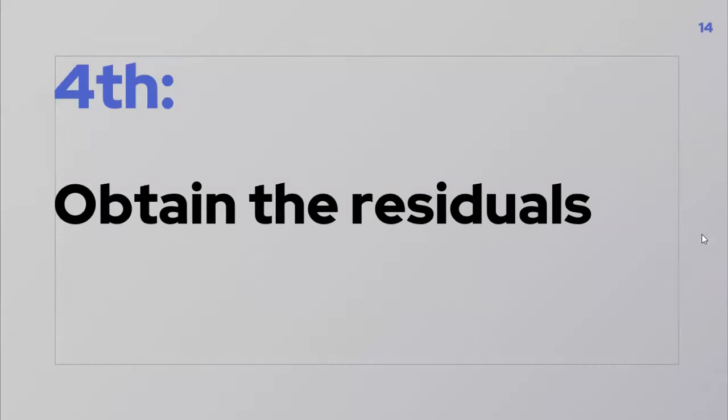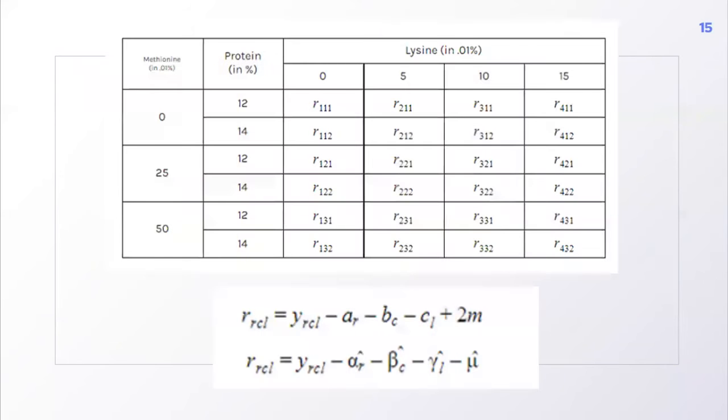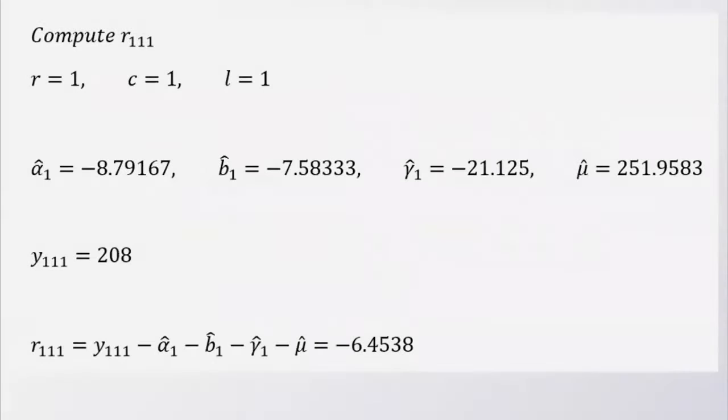We can now obtain the residuals, which are given by these formulas. So you can either choose one of these two. For this video, we will apply the second equation. So let us try and obtain the residual in cell 111. So R is equal to 1, C is equal to 1, and L is equal to 1.